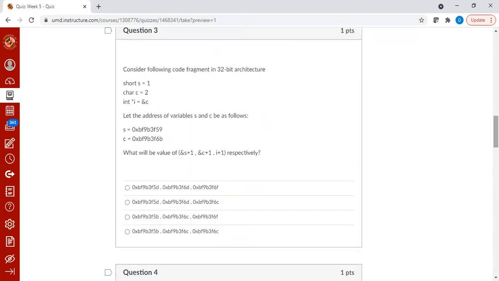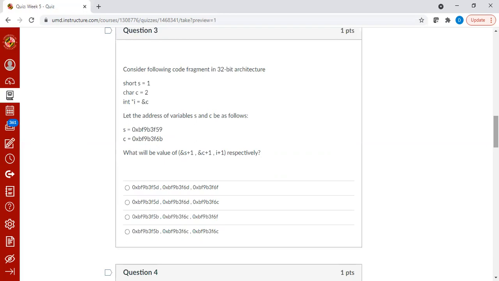Consider the following code fragment in 32-bit architecture. So we have a C code: short S, char C, int *I. I is not a regular int, but it's a pointer to an int. Okay. We are given some addresses, like S has the address, something that you see here. C has the address. And the question is, what is the value of ampersand S plus 1? Ampersand S means address of S.